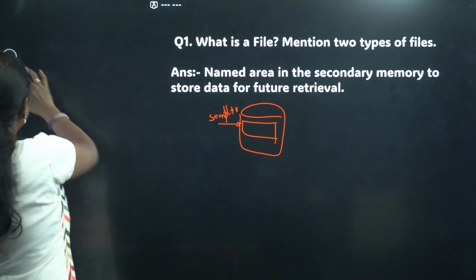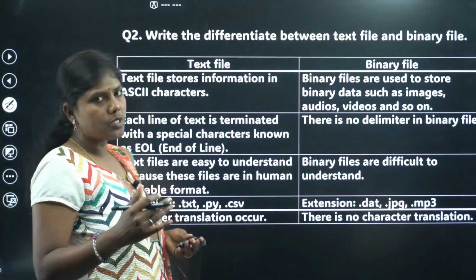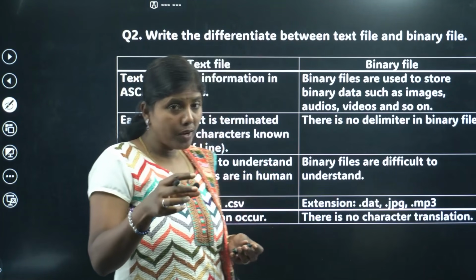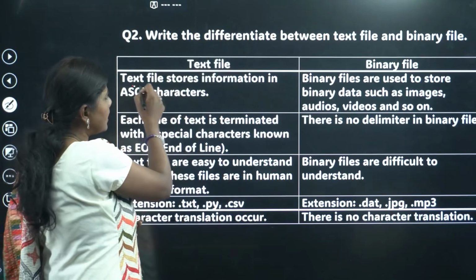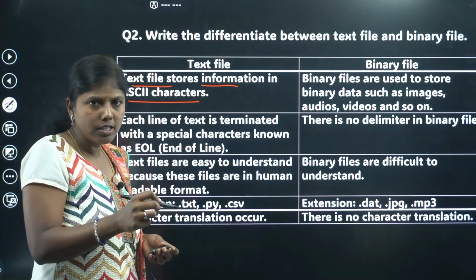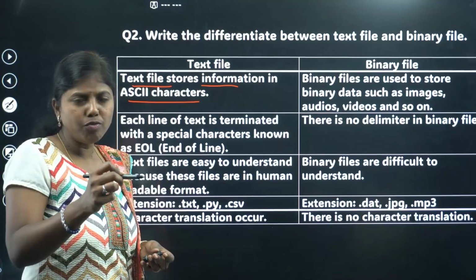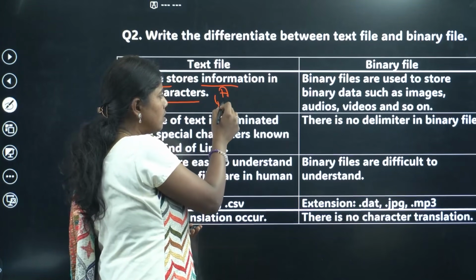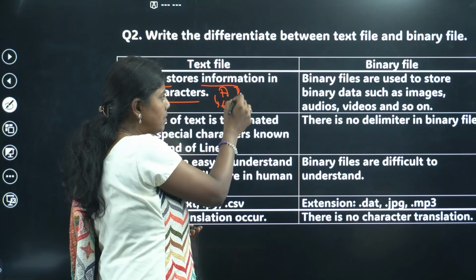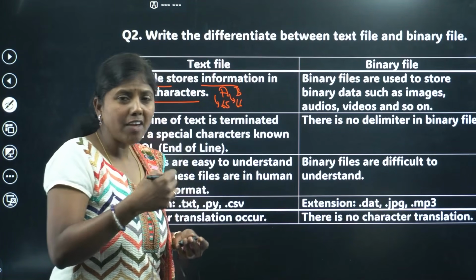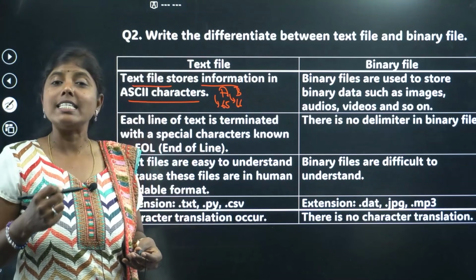So what is the next question? What are the differences between a text file and a binary file? In a text file, all the characters or information are stored in the form of ASCII code, the American Standard Code for Information Interchange. For example, A will be stored in the form of 65, and B will be stored in the form of 66. Is the point clear? Each and every character will be stored in its ASCII code.